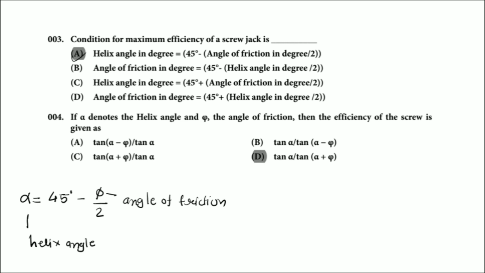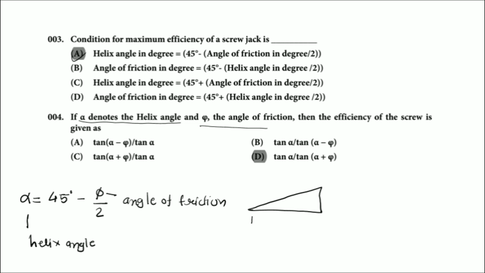Now question number 4. Here they have given that alpha denotes the helix angle, which we have already taken, and phi is the angle of friction, right? Then the efficiency of a screw is given as, right? You need to find the efficiency of the screw. If you know the equation directly, then you can give the answer. But if you want to understand the theory, let me draw one of the threads here like this.